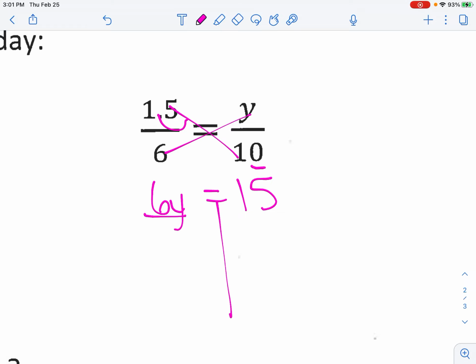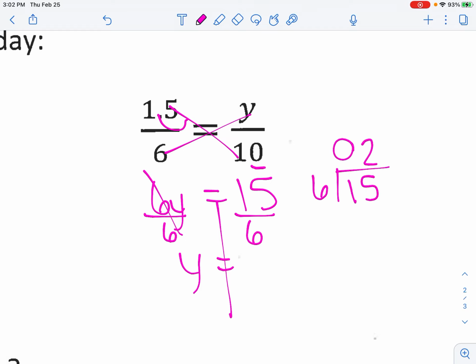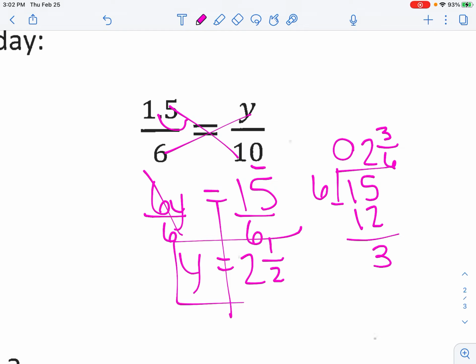Draw your mirror. Divide the left by 6. Divide the right by 6. This is going to have a remainder, so show me your math over here to the side. It's real easy to make a silly error when you're trying to do these in your head if there's going to be a remainder. All right, so 2 and 3/6 reduces to 2.5. So y equals 2.5.